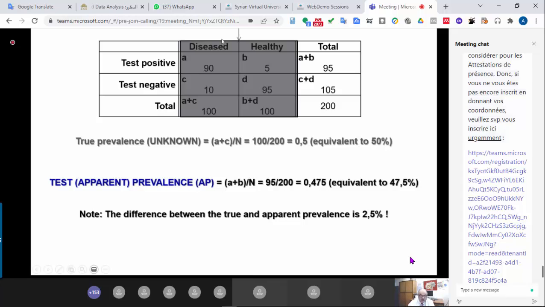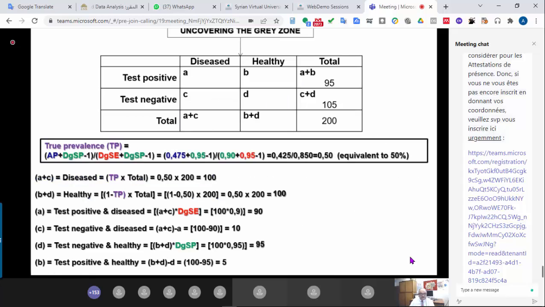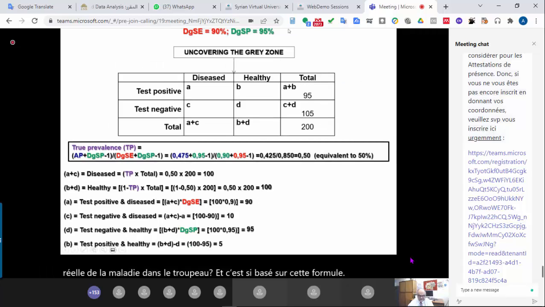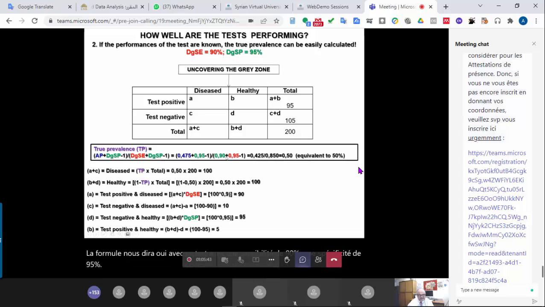So the test is actually cheating us in some way. But how much it is cheating, we do not know because we do not know the real prevalence. However, if we know the diagnostic performances of the test, there is an easy formula to calculate, based on the diagnostic specificity and sensitivity, what is the real prevalence of the disease in the flock. Based on this formula, with this test with 90% sensitivity and specificity 95%, you replace here the values and you have what is equivalent to 50% prevalence.